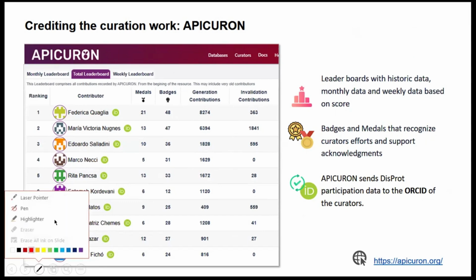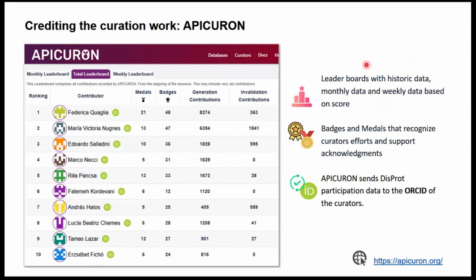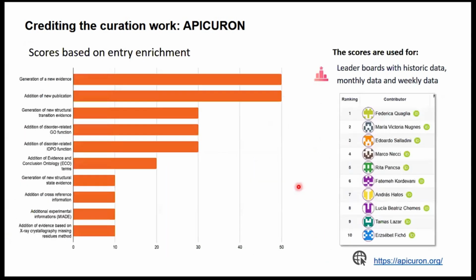So on one hand, we have leaderboards with historic data. We also have weekly leaderboards and monthly leaderboards, in which you will find a rank of the different curators based on the scores that they have been earning regarding the variety of activities that you could do in DisProt. So when you are curating an annotation, you are performing a variety of activities. You are adding a publication, you are adding statements, you are selecting a method. All of these activities have different scores, let's say.